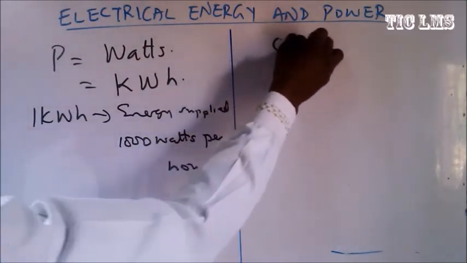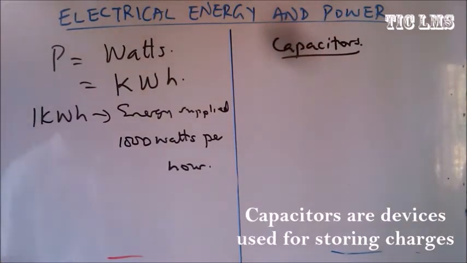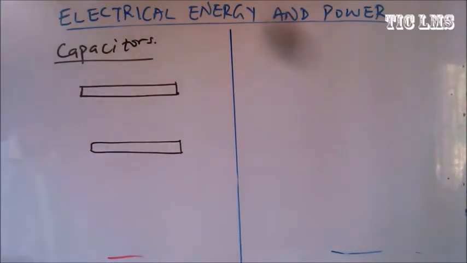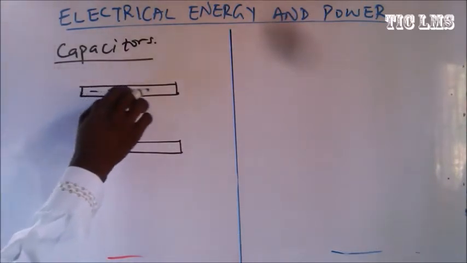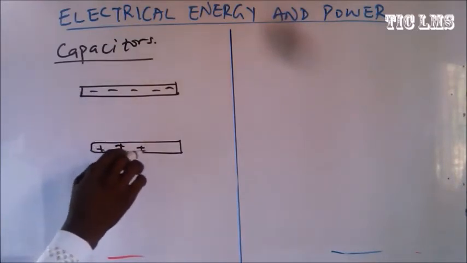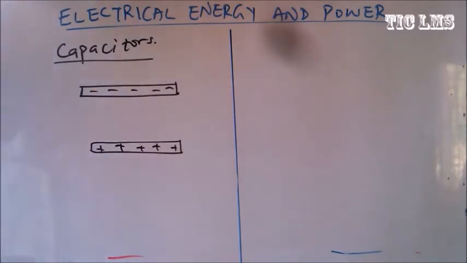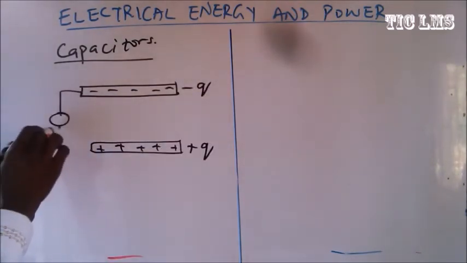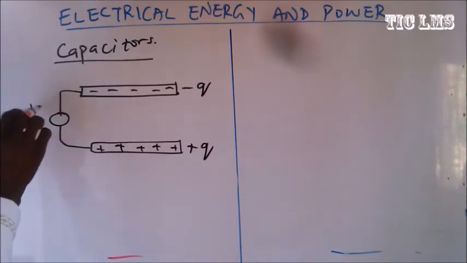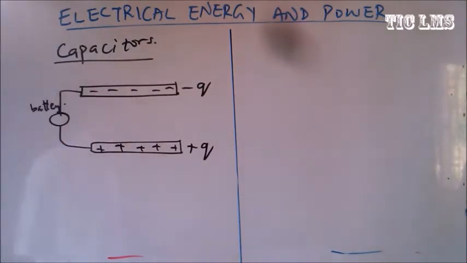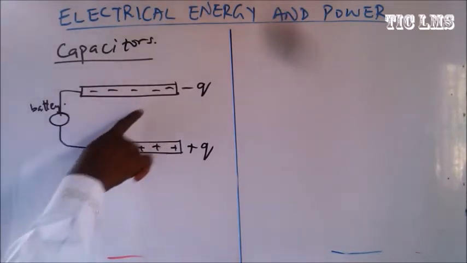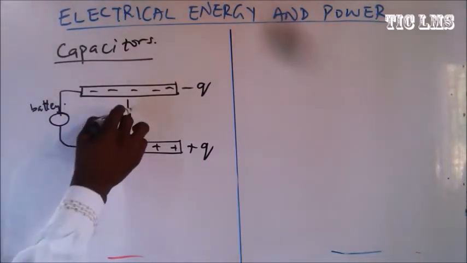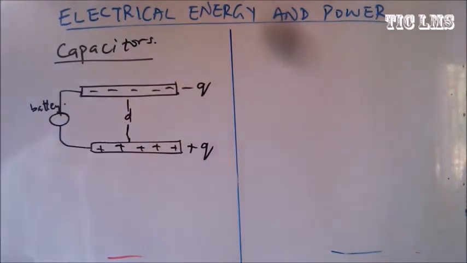What are capacitors? Capacitors are devices used mainly for storing charges. We could have two parallel plate conductors which are negatively and positively charged. So they carry charges, then they are linked by a battery. So we have this as a battery here. So we are saying that capacitors consist mainly of two plate conductors that are separated by a very small distance. So there's a small distance between these plates.